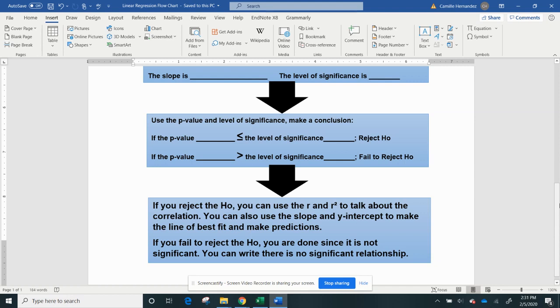So if you're rejecting your null, that means you can use your R and your R squared to talk about the correlation. You can also use the slope and the y-intercept to make the line of best fit and make predictions. But if you fail to reject the null, you're done, since it's not significant. And you can write there's no significant relationship between the variables you're looking at.